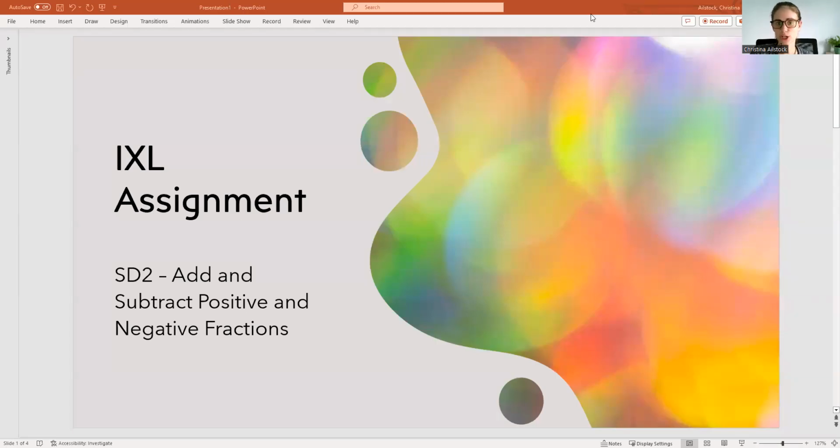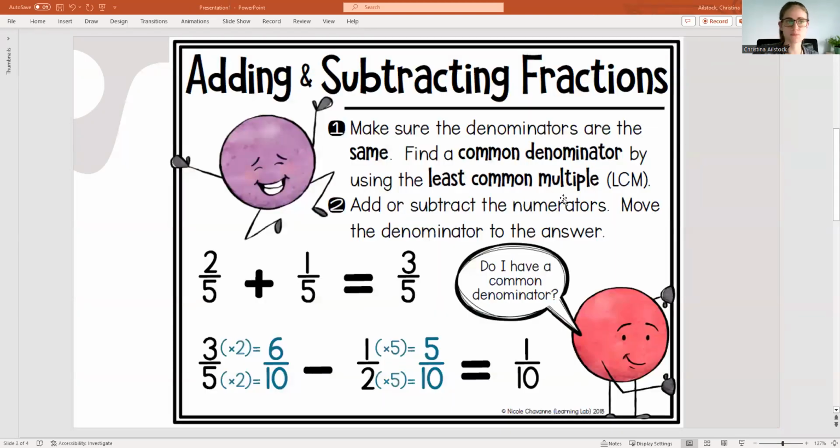Hi everyone. Today we're going to work through IXL assignment SD2, add and subtract positive and negative fractions. So as a quick reminder, when you're adding and subtracting fractions, you have to make sure that you have a common denominator first. So in this top example right here, 2/5 plus 1/5, because their denominators are the same, we can go ahead and add them because they're being measured out of the same number of pieces, 5 for each.